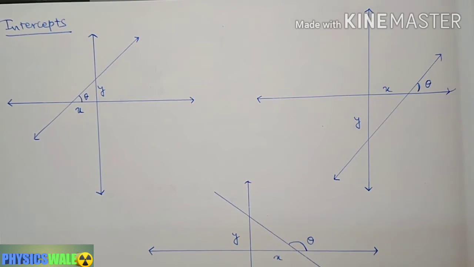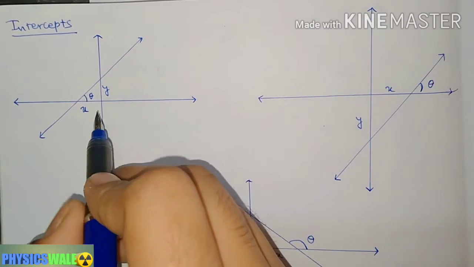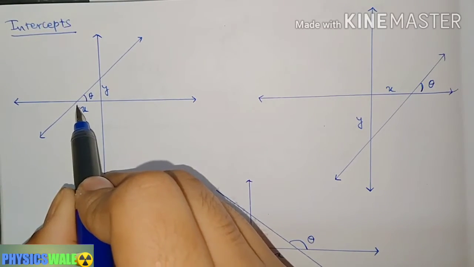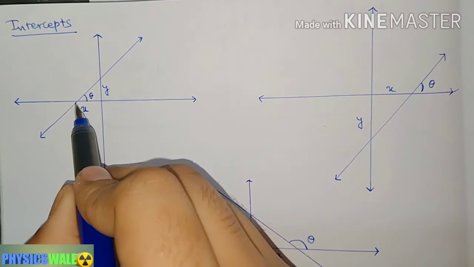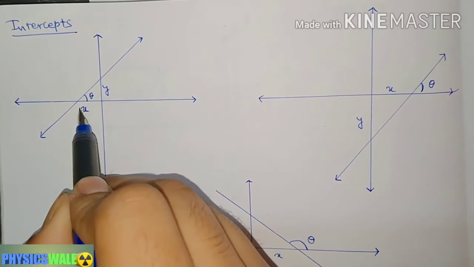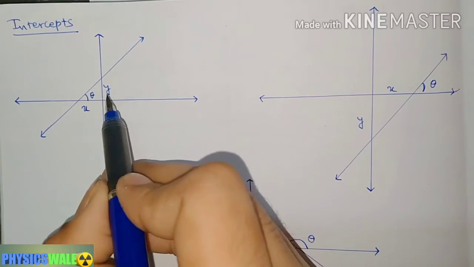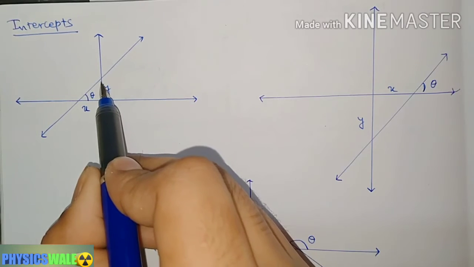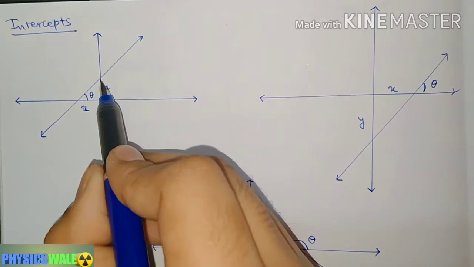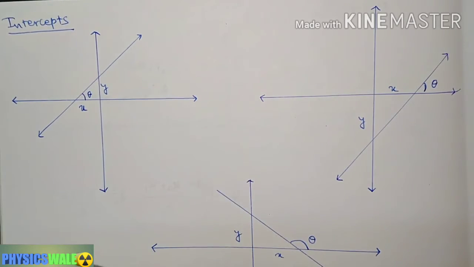We can clearly notice that the x-intercept of the line is nothing but the x-coordinate of the point for which the y-coordinate is 0. Look at this point. For this point, the y-coordinate is 0. So the x-coordinate of this point is actually the x-intercept of this line. Notice this point. For this point, the x-coordinate is 0 since the point is lying on the y-axis. So the y-coordinate of this point, that is y, is the y-intercept of this line.